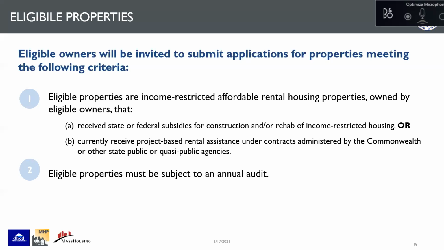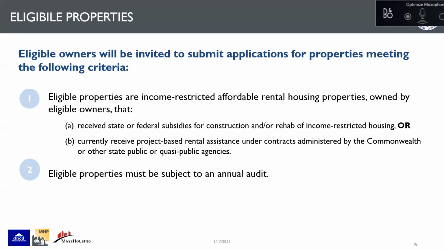Criteria 2, properties eligible for assistance must be subject to annual audit. This audit may be for a single purpose owner entity, for sponsor entities, in the case of wholly owned owner entities whose properties are reflected in the owner's organizational audit, or in the case of local housing authorities, the agreed upon procedures report.